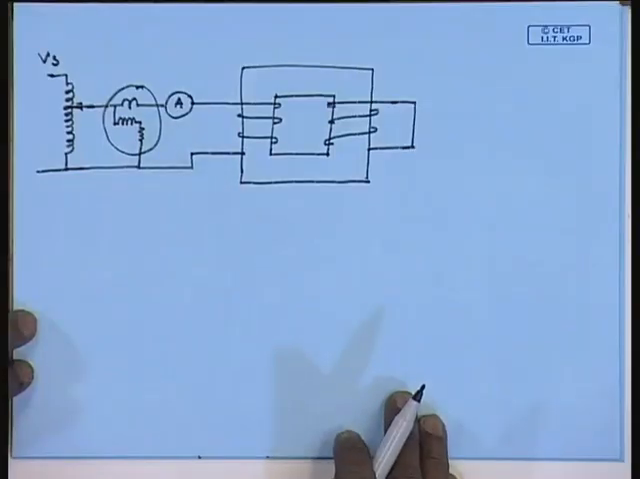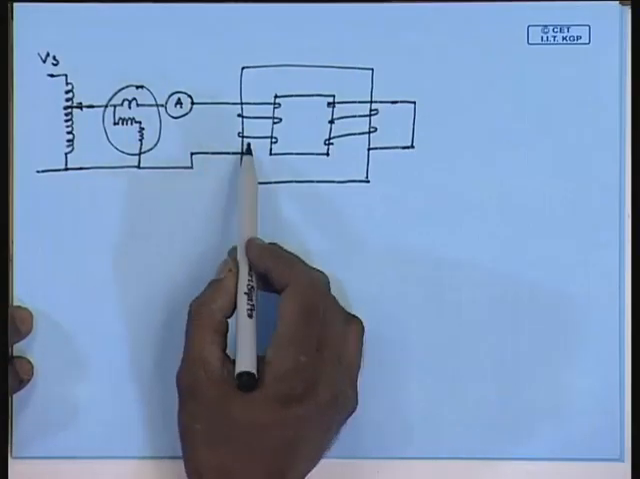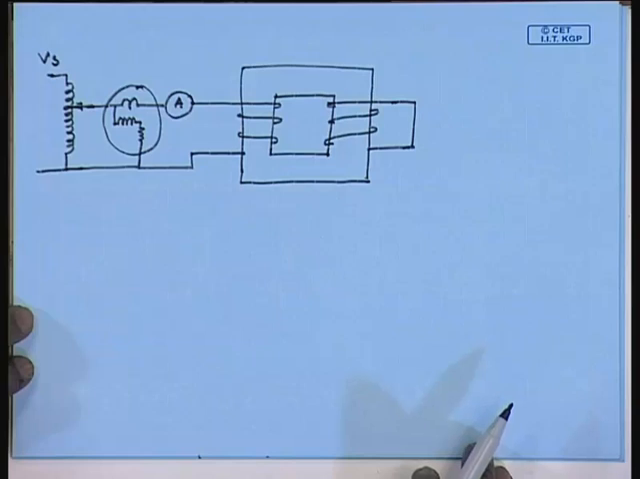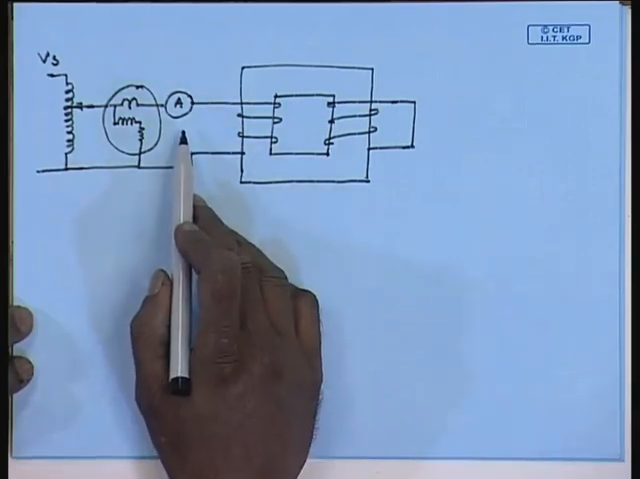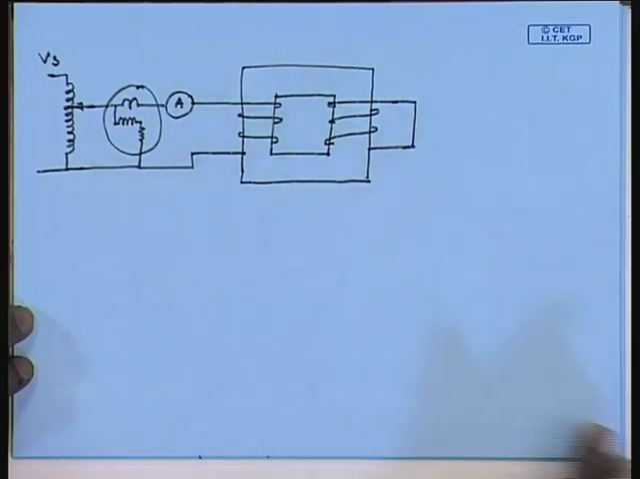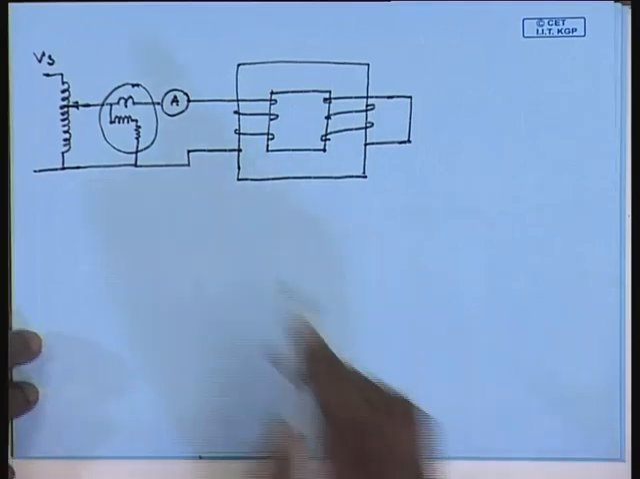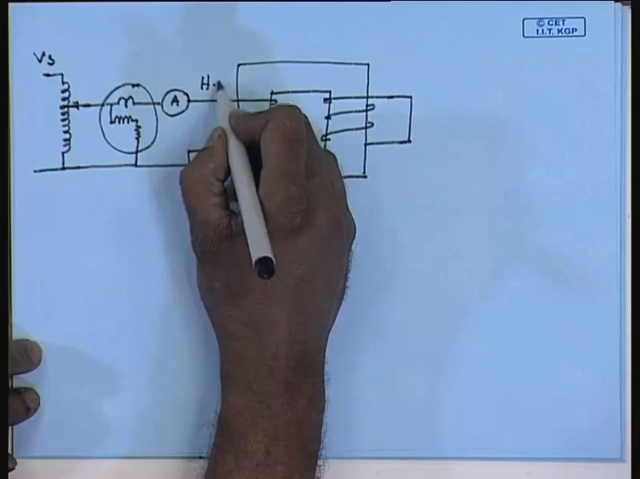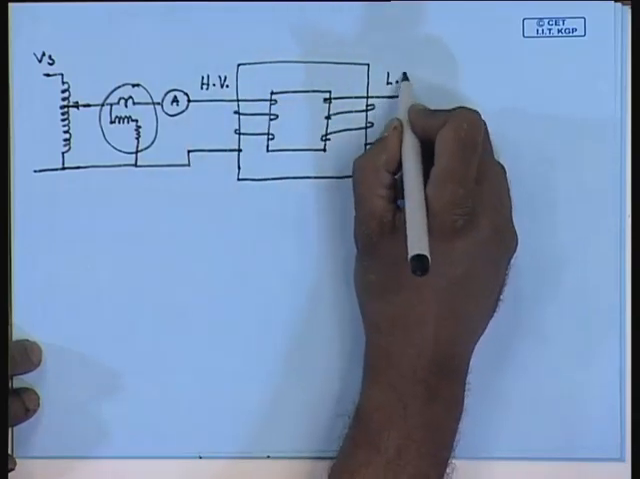Now, the requirement for short circuit test is that it should be performed at rated current, which means the ammeter should read the rated current of the side it is connected. Obviously, if this is the LV side, then we will have to supply a very large current, because LV side rated current is much larger than the HV side rated current. Hence, normally the short circuit test is performed on the HV side. So, this is the HV side and the LV side is shorted.